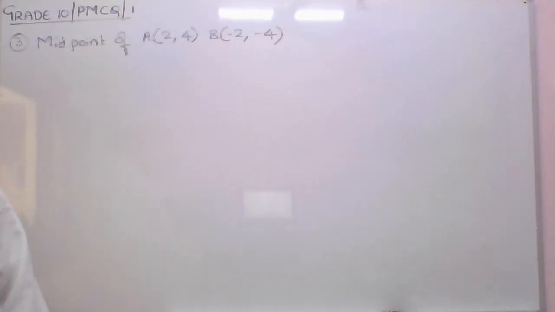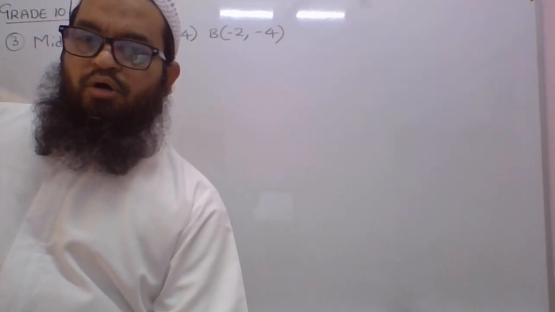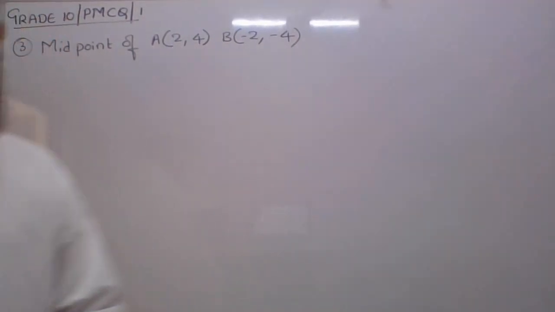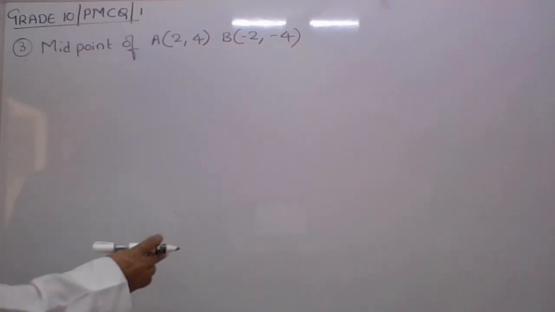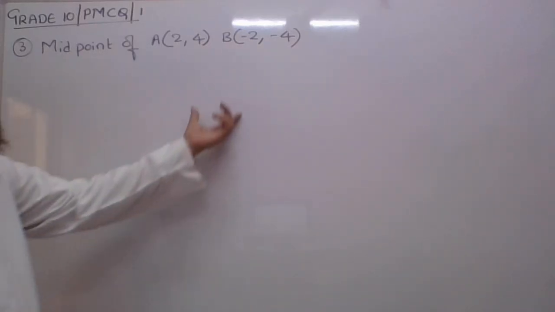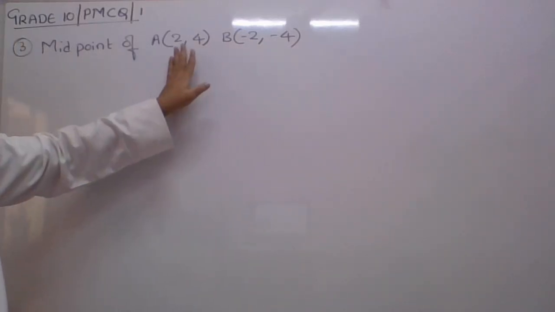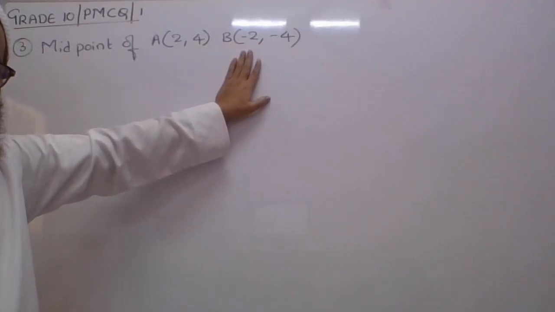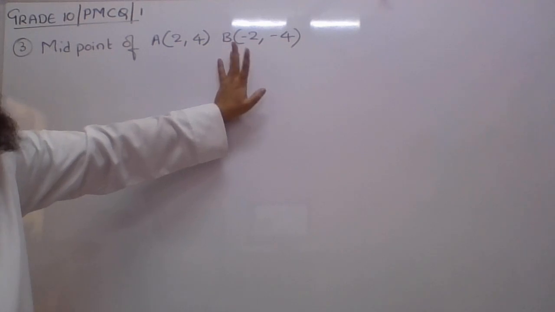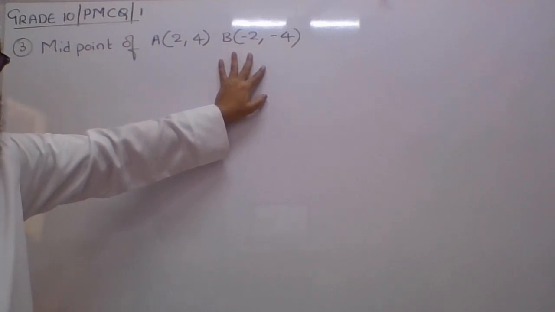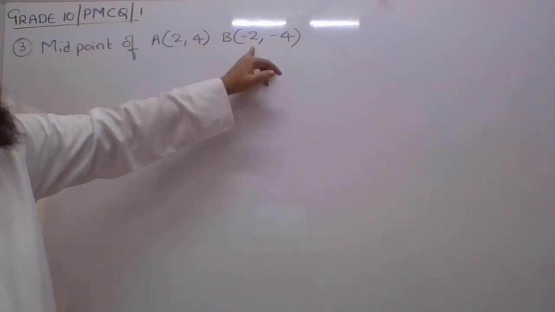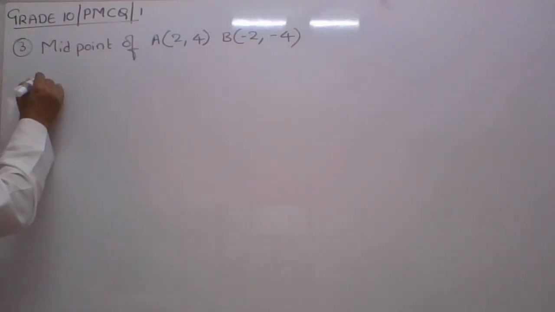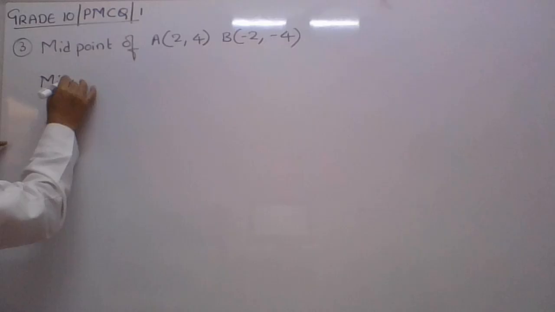See, in this question he is asking the midpoint of A (2, 4) and B (minus 2, minus 4). So let us see. Actually, no need to do this problem because A is (2, 4) and B is exactly the same numbers but with a negative sign. So what will be the midpoint of this? The midpoint will be 0. So the x coordinate also will be 0, the y coordinate also will be 0. Okay. Instead of that, let us see what is the midpoint formula.